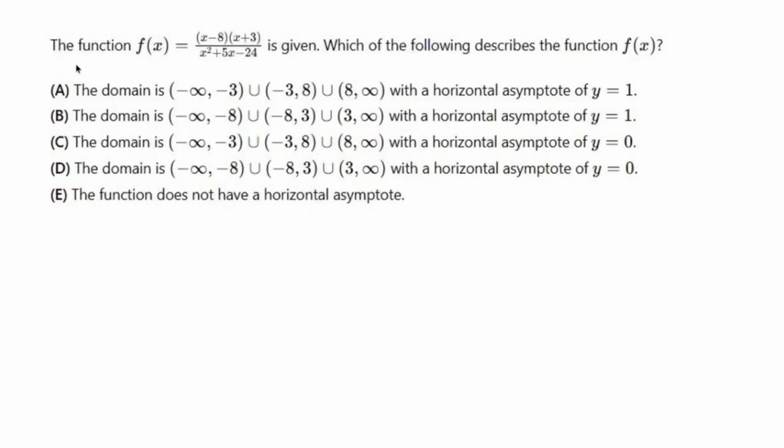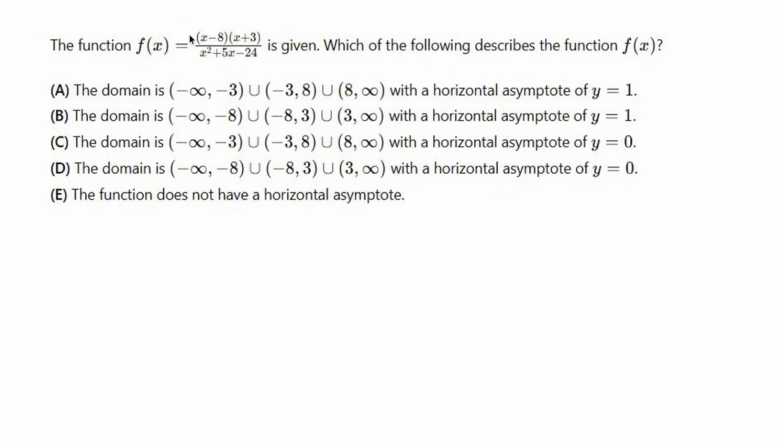All right, on to rationals. The function f of x equals x minus 8 times the quantity x plus 3 all over x squared plus 5x minus 24 is given. Which of the following describes the function f of x? So we need to find the domain and we need to find a horizontal asymptote. So we're hitting two things here.